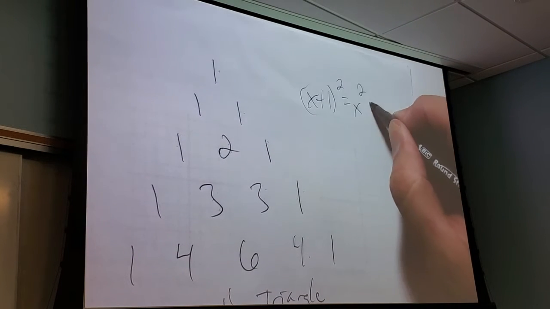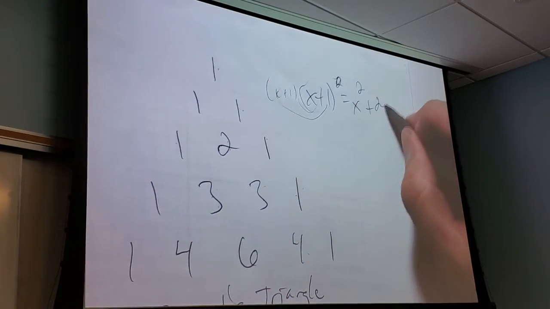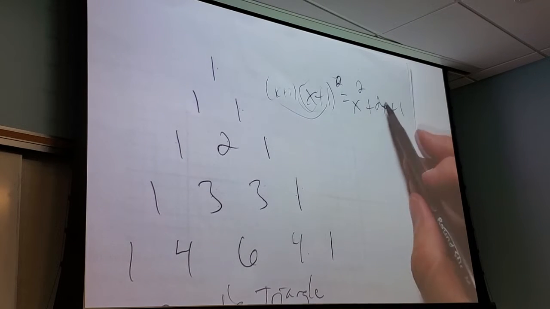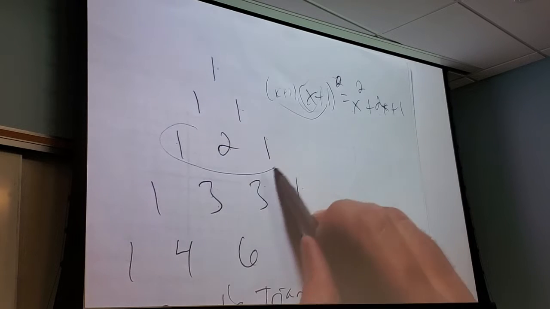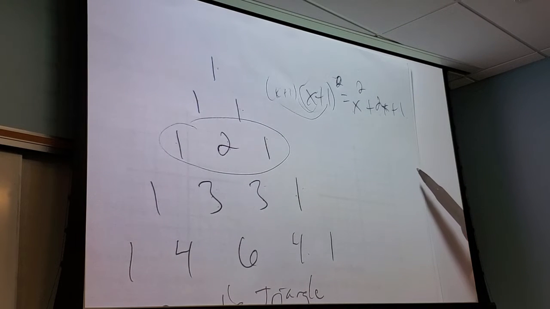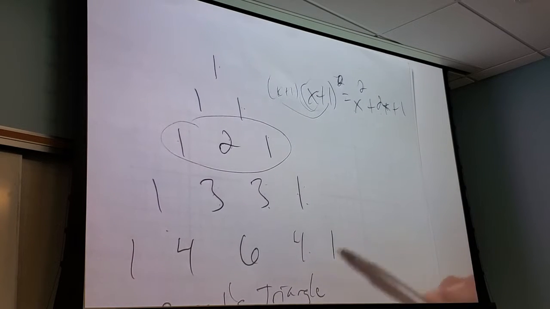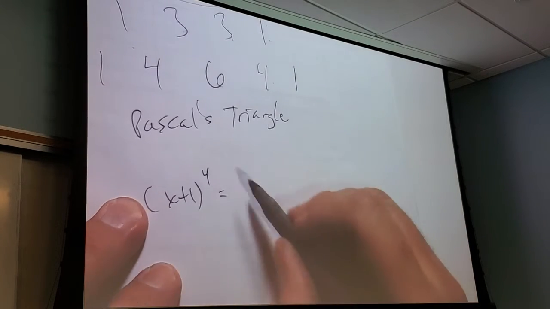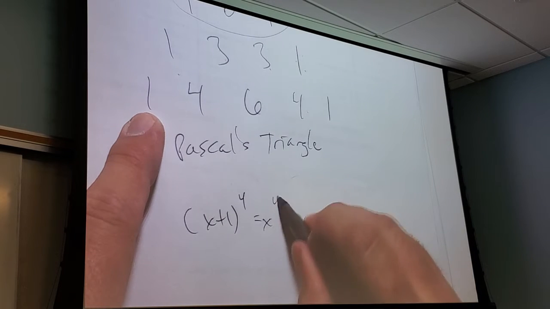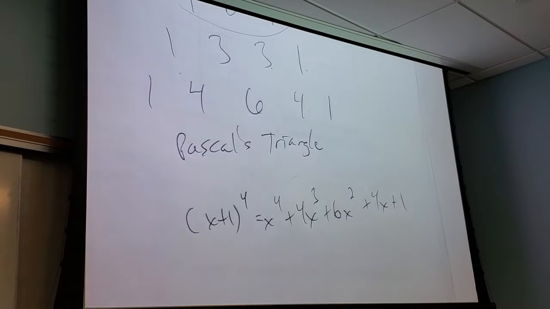It'll be x squared plus, we write it again here, 2x plus 1. What are the coefficients? 1, 2, 1. If you did it cubed, the coefficients would be 1, 3, 3, 1. If you did it to the 4th power, so what's x plus 1 to the 4th? It would be x to the 4th plus 4x cubed plus 6x squared plus 4x plus 1.